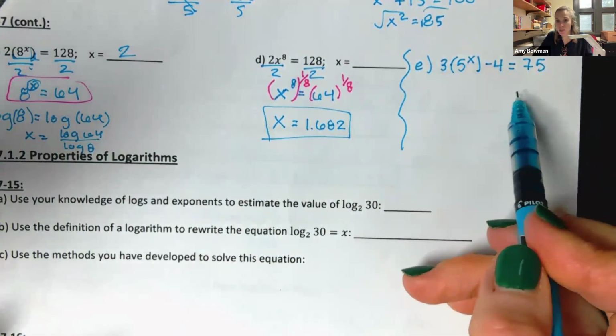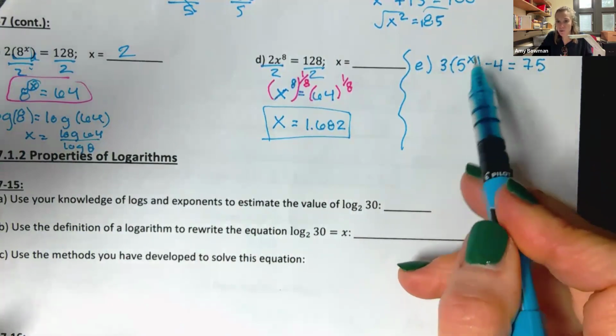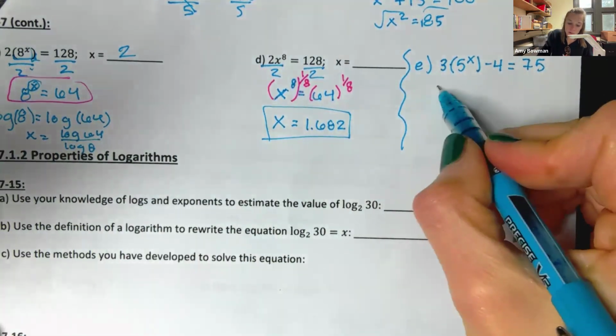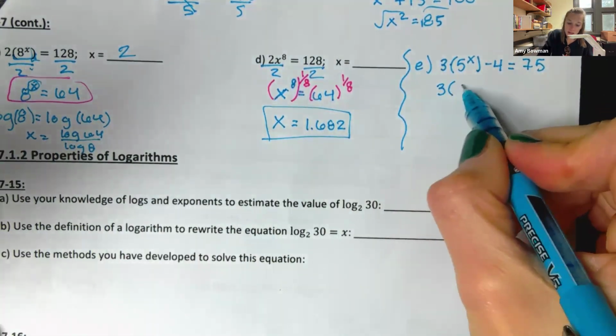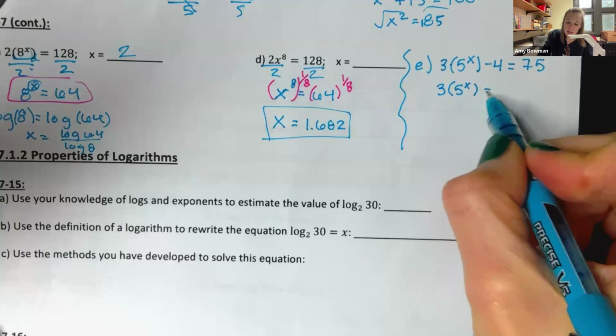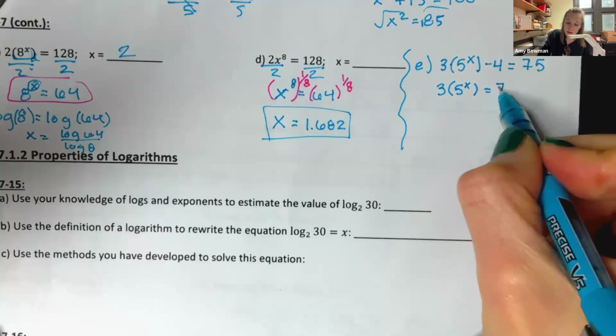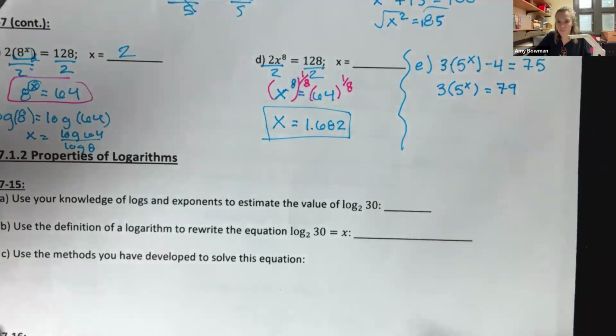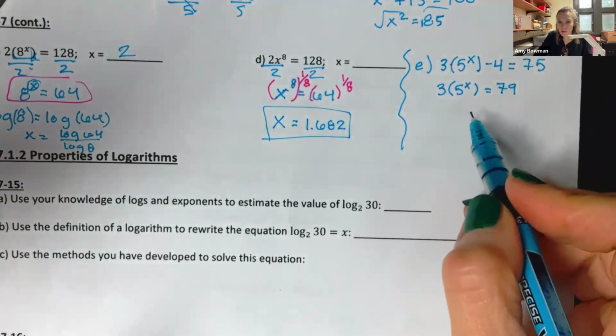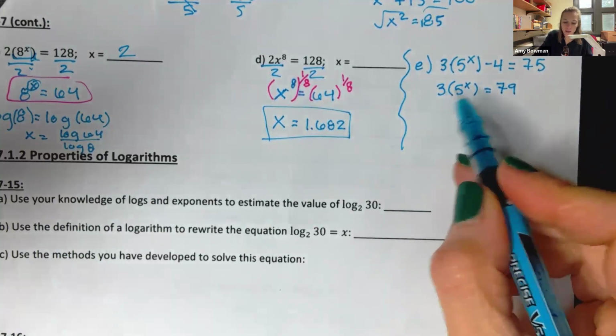The first thing we need to undo is this minus 4, by adding 4 over. So then that'll leave us with 3 times 5 raised to the x equals, add 4 to 75, and we've got 79. Still not ready to take the log of both sides. First divide by 3.